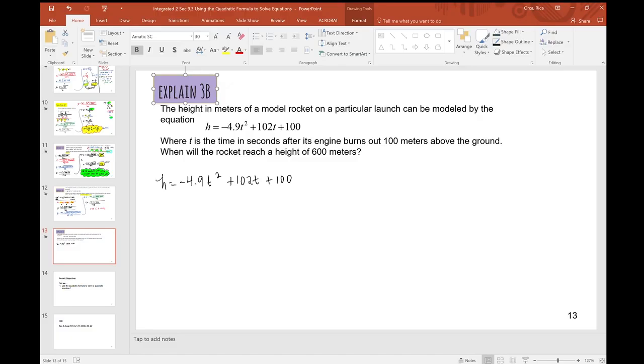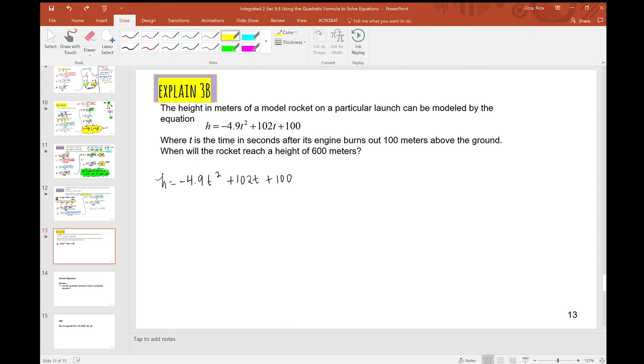In this problem, we have the height in meters of a model rocket on a particular launch can be modeled by the equation h equals negative 4.9 t squared plus 102 t plus 100, where t is the time in seconds after its engine burns out 100 meters above the ground. When will the rocket reach a height of 600 meters?